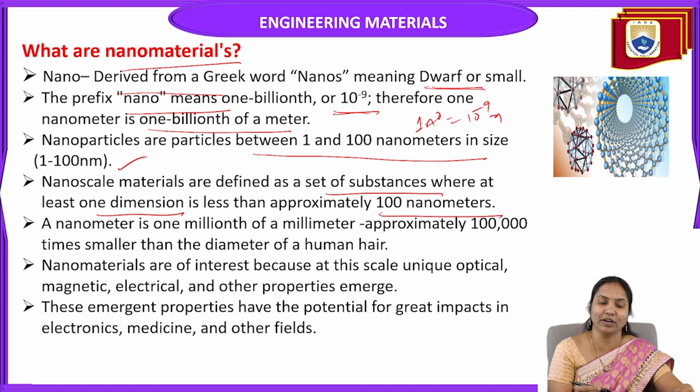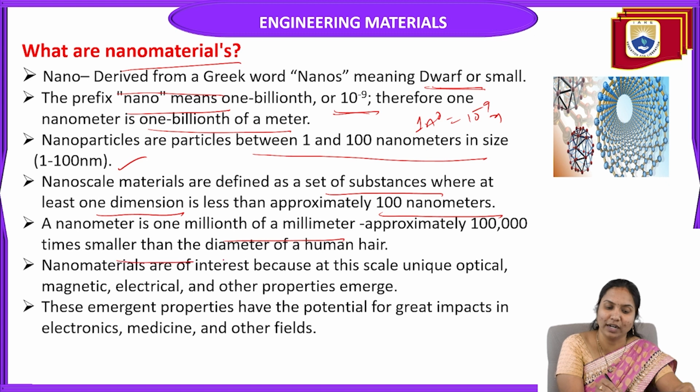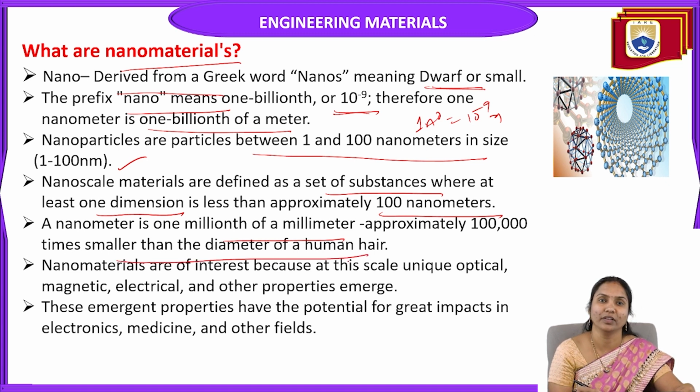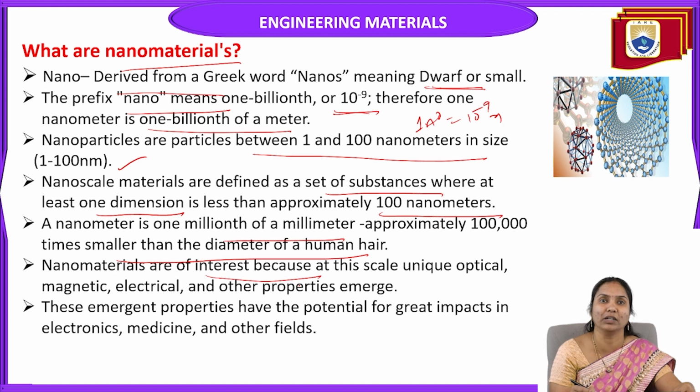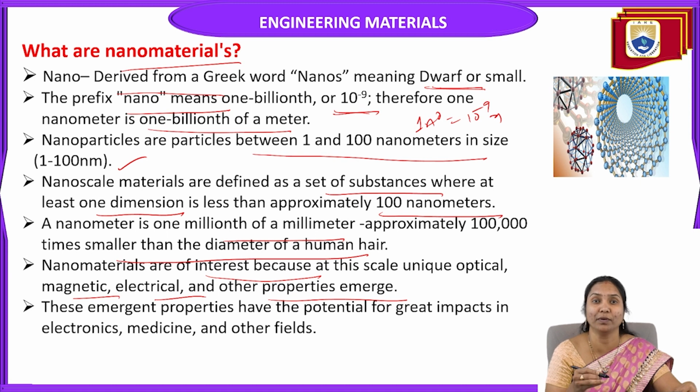A nanometer is one billionth of a meter, approximately one lakh times smaller than the diameter of a human hair. So it is very difficult to see. We cannot see nanomaterials with our own eyes because their size is very small, between 1 and 100 nanometers. These sizes are very interesting because at this scale unique optical, magnetic, electrical and other properties emerge. So nowadays we most prefer nanomaterials.